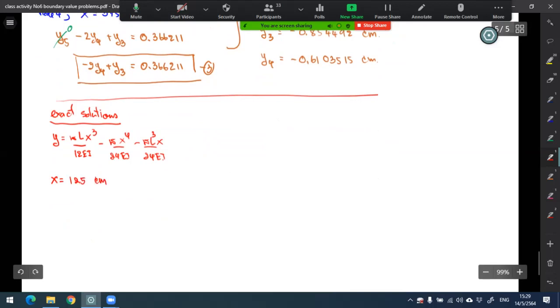Then we will obtain the exact solution for x equal to 125 centimeter. Substitute each value into this, you obtain y equal to minus 0.577834 centimeter. Then X equal to 250 centimeter.